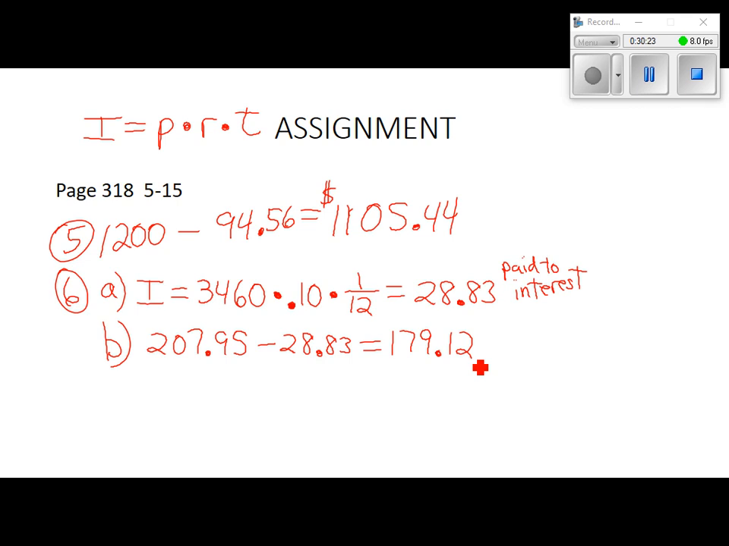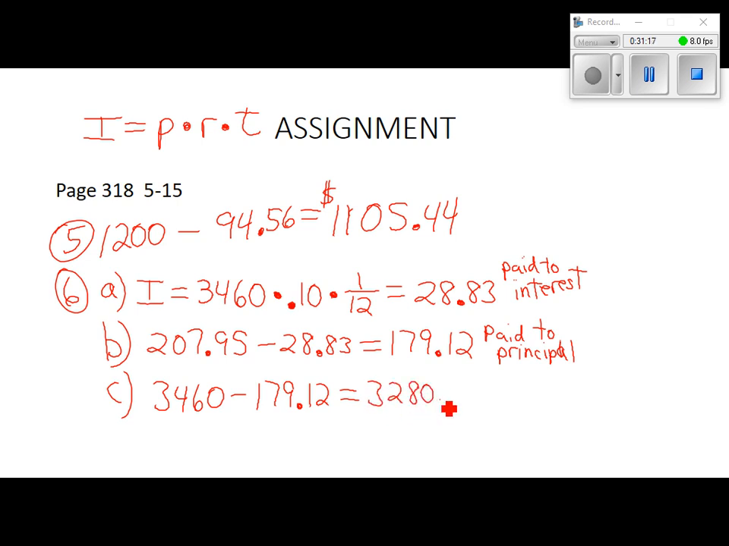This is the amount of their monthly payment that was paid to the principal. Now we need the new principal. How much was the original principal? 3460. That was the original loan. How much have they actually paid towards that principal? $179.12. Subtract them to get how much they still owe on the loan. $3,280.88. This is what they still owe after the first month's payment.